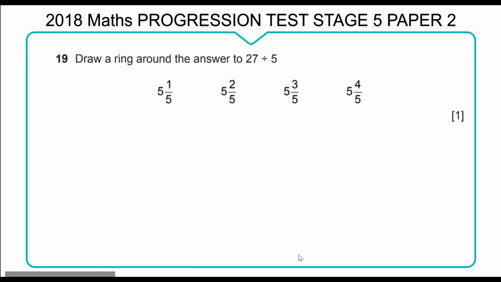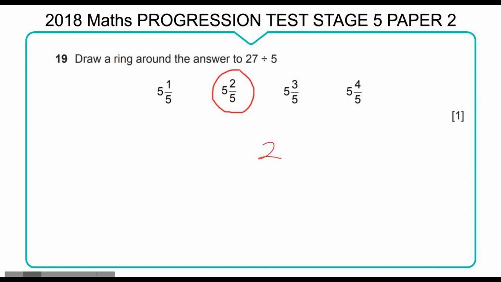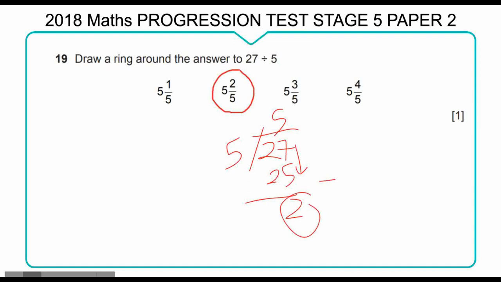Here we go, we check the answer. It's 5 and 2 over 5. This is easy since it's 27 divided by 5. 5 times 5, we got 25. Subtract, 27 minus 25, we got 2, and this is the remainder. So 5, we put 2 up, so 5 and 2 over the divider 5. That's how we got the answer.